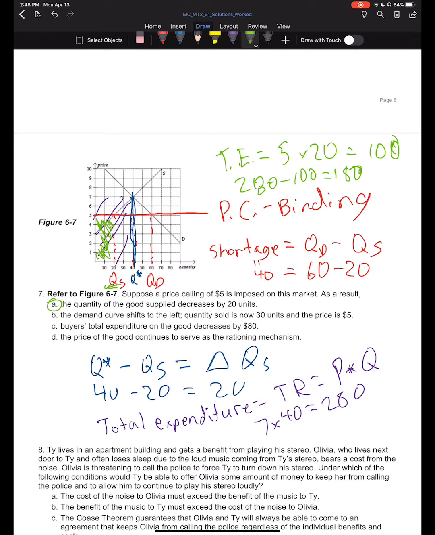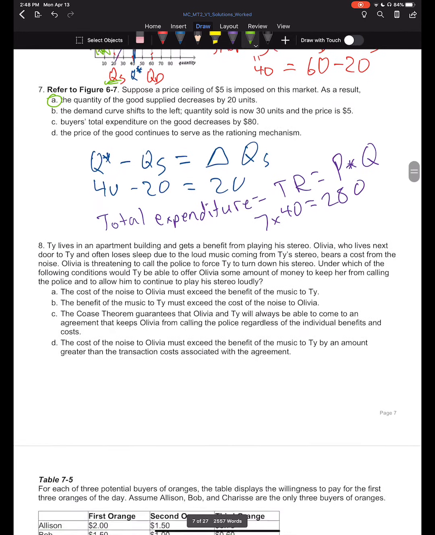The price of the good continues to serve as the rationing mechanism. No, remember, there has to be some sort of other rationing mechanism whenever there is a shortage or a surplus in a market. Price is what economists like to use as the rationing mechanism, but when that fails, other rationing mechanisms like bribery or theft or whatever are used.